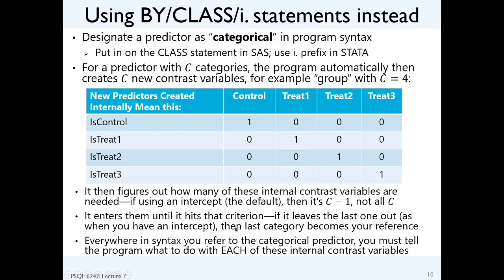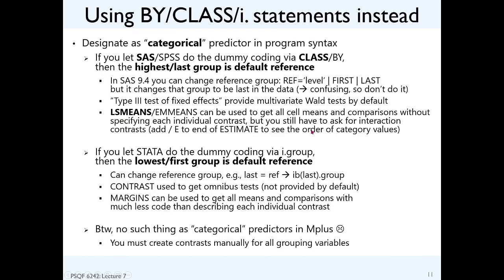So the nice part about it is that it builds these internal variables for you. The hard part is that every time you refer to group in the model syntax, you need to tell it what value you want each of these internal variables to represent. In SAS and SPSS, the last group is the reference by default. If you want to change that, I would recode the variable, because even though you can change it in the syntax, it doesn't do so in an internally consistent way, and I've found that to be a bigger headache than it's worth. In Stata, you actually have the option to change the reference group.